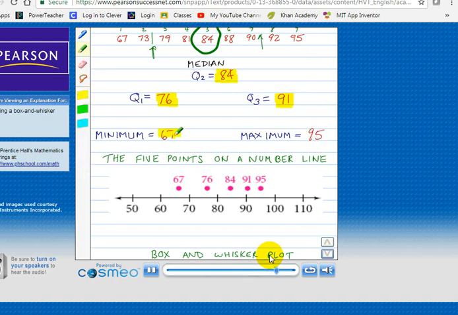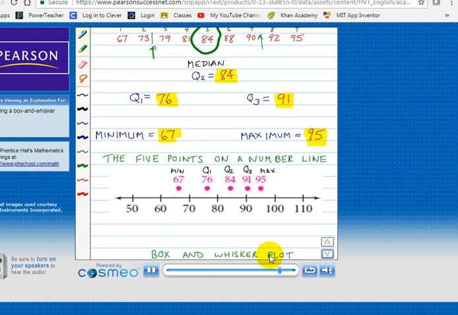So these are the 5 numbers that we need, and first we're going to be putting them on a number line. Here, notice 67 as the minimum. All right, this will be the minimum point here. Q1 will be 76 into the first quarter. 84 is the median, or Q2. 91 is Q3. And 95 is the maximum.